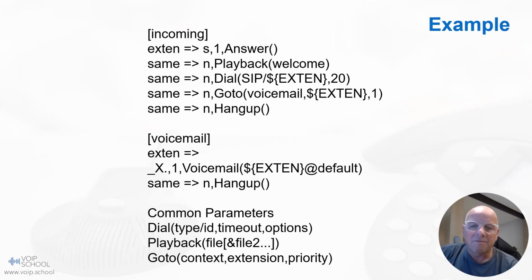And there are further options like T for transfer. There are some options in Dial, and we are going to discuss this further, right? And finally, Goto uses context, extension, and priority. So these are some parameters for the applications we are using here. The important thing on this slide is to see the applications here. You're going to use applications for everything in your dialplan.